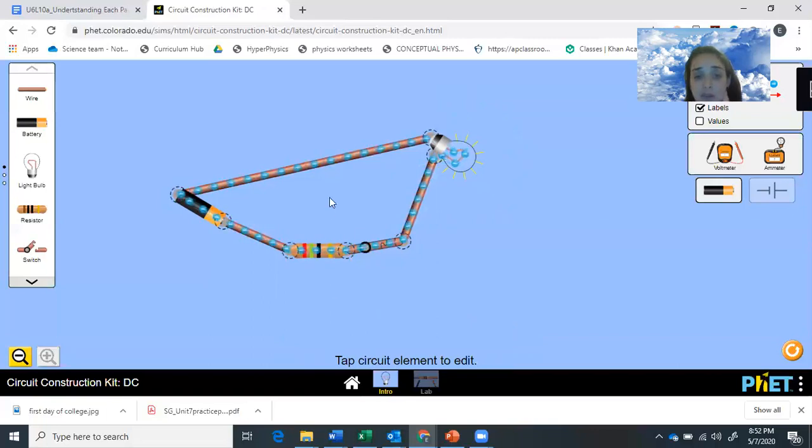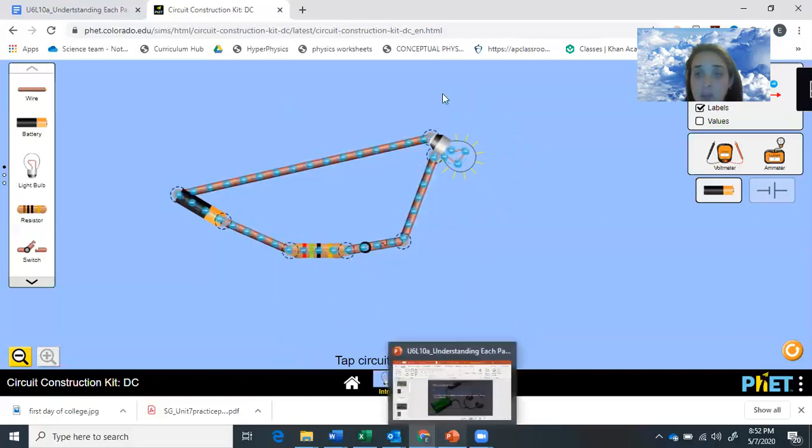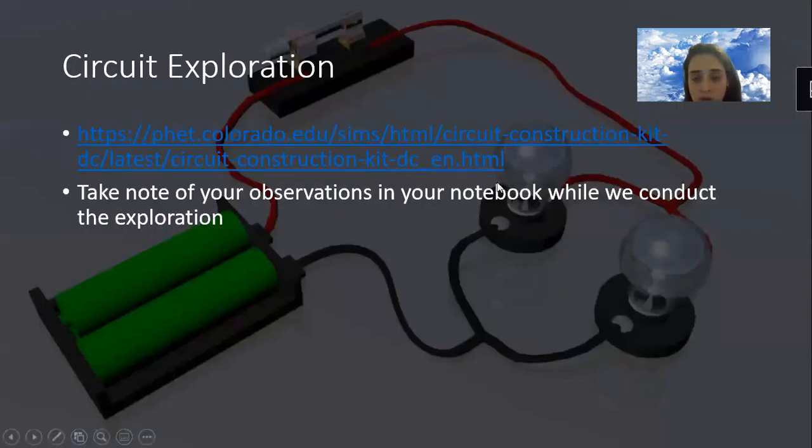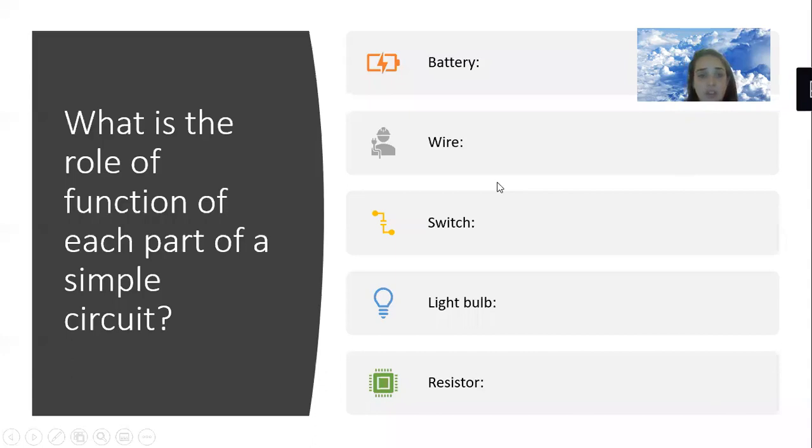Alrighty, so now let's move on to formally defining what each part of these circuits does. So in your notebook, you are going to be writing the following definitions. What is the role or function of each one of these parts of a simple circuit? Take the next 30 seconds to write down all 5 of these words, and then we'll move on to actually getting what their function is.